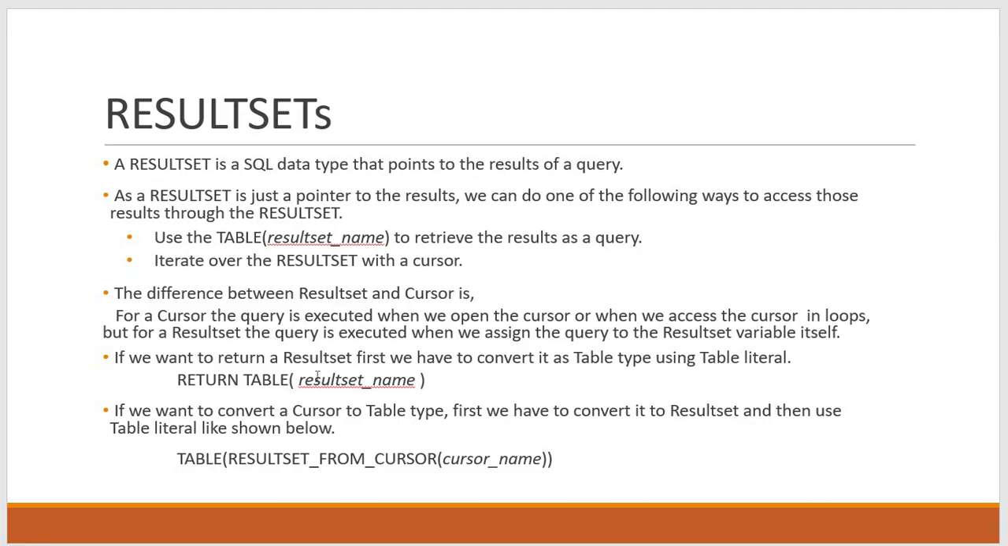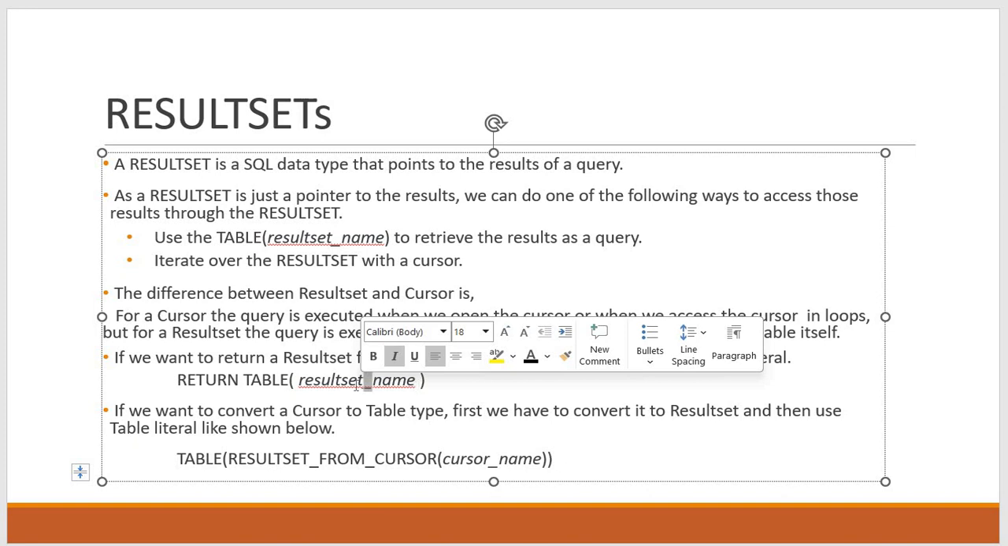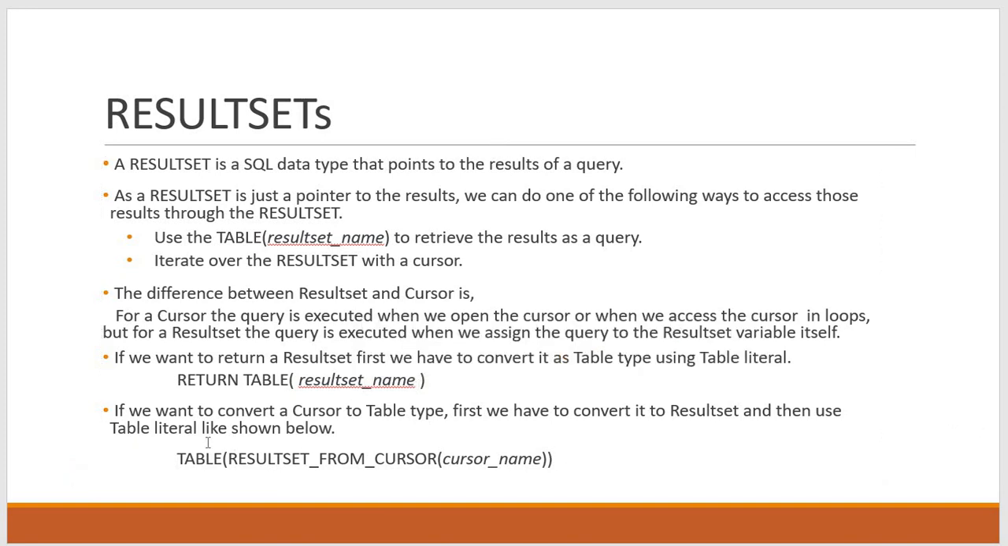So how to convert it to a table? I already explained, by using table literals we can do it. So what is a table literal? Simply TABLE of the result set name or the variable name or string literal. Similarly, if I want to return the results of a cursor, we cannot directly convert that to a table and we cannot directly return the cursor. So what do we have to do? First we have to convert that cursor into a result set and then use a table literal over that.